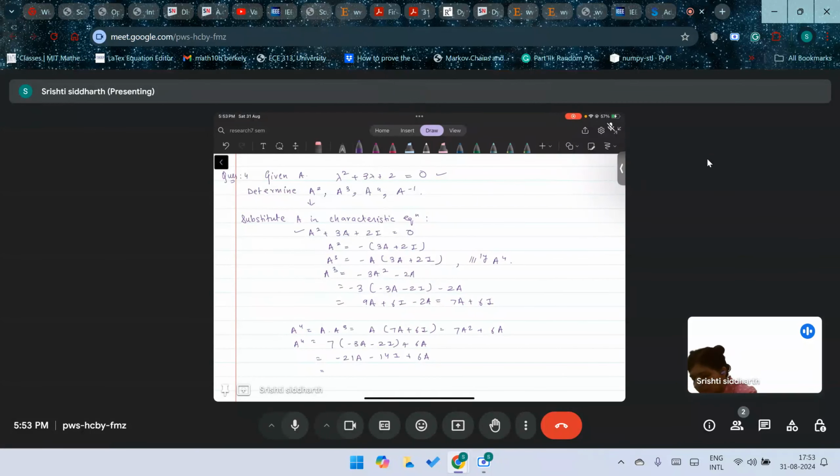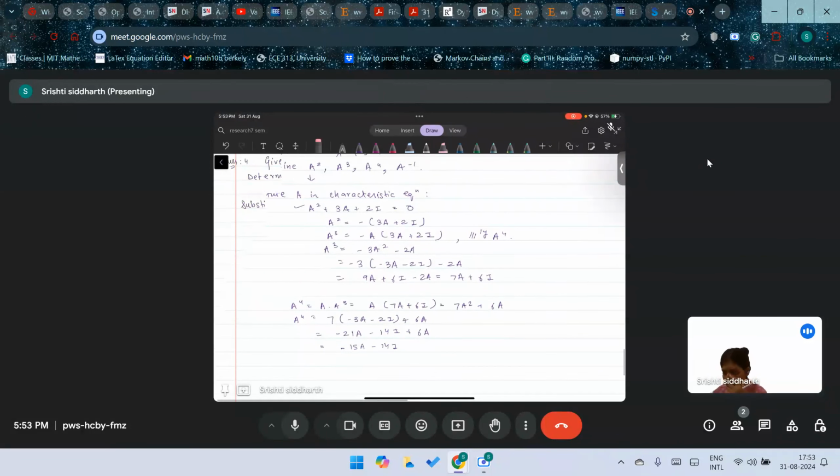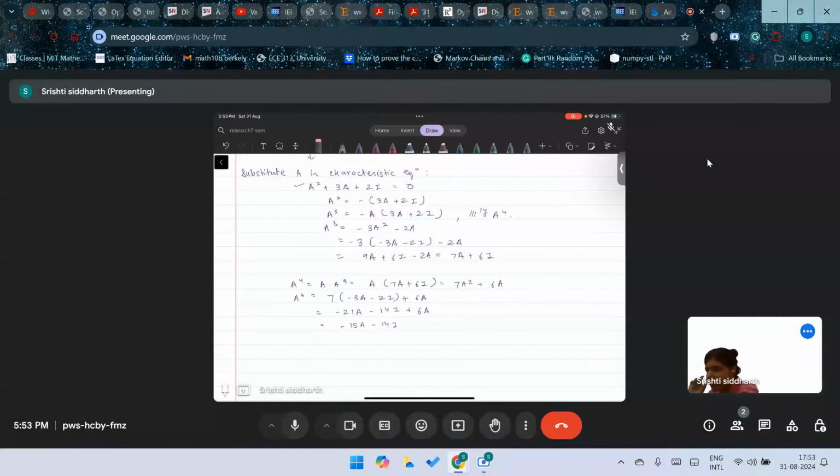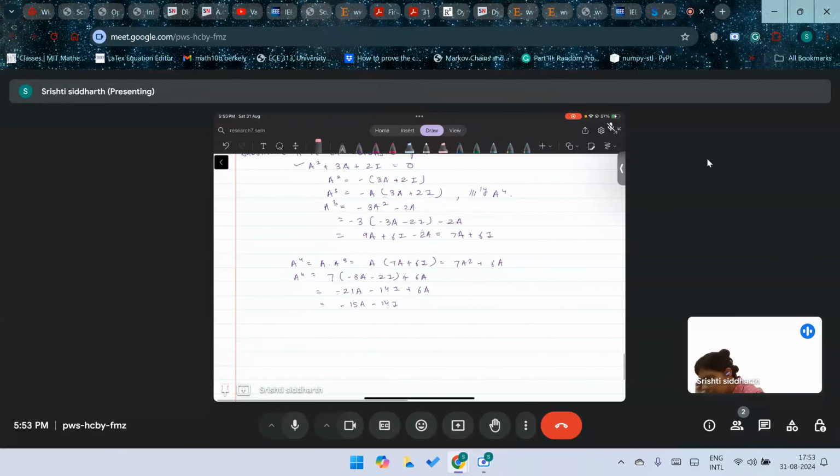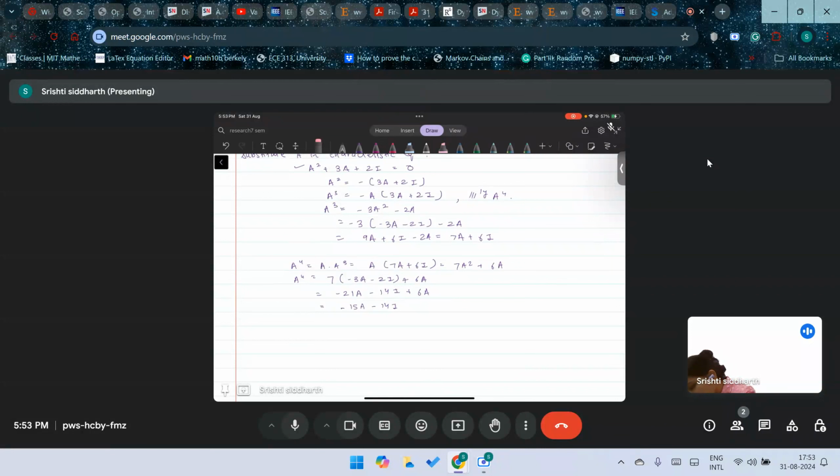So this is simply minus 15A minus 14I. Alright. And now we have to compute the inverse. So let's write down the equation again. It's A square plus 3A plus 2I equals 0.